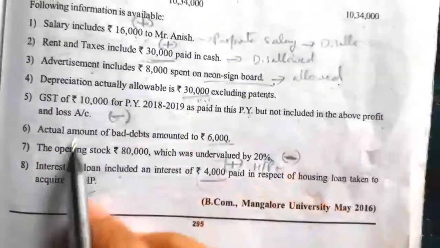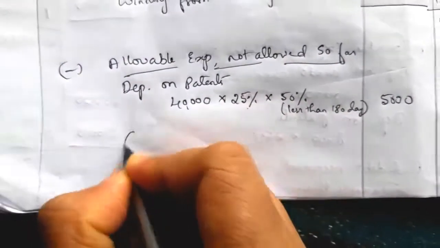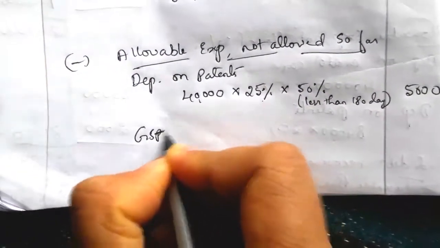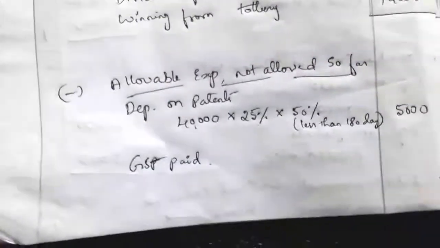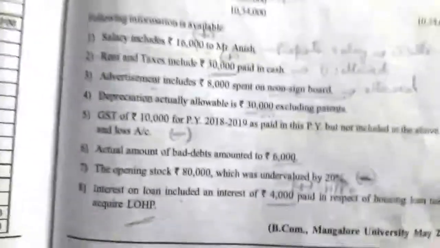Next, depreciation over. GST is an allowable expense not recorded. So GST paid is an allowable expense not recorded. The paid amount is 10,000. GST paid.